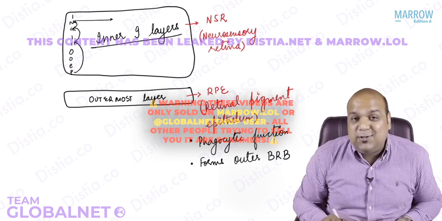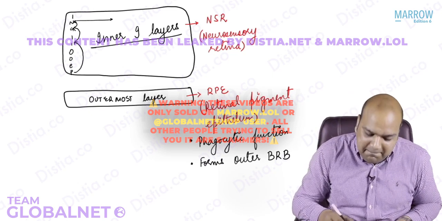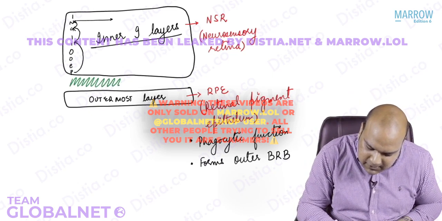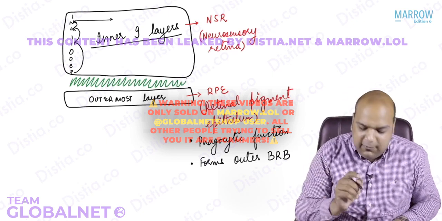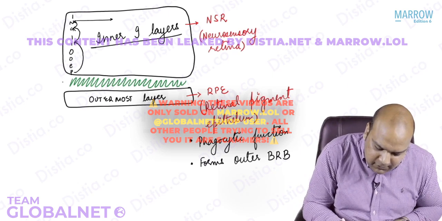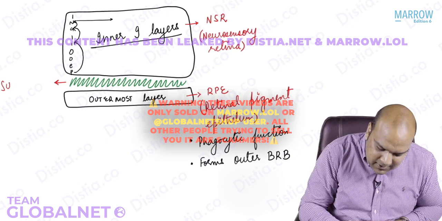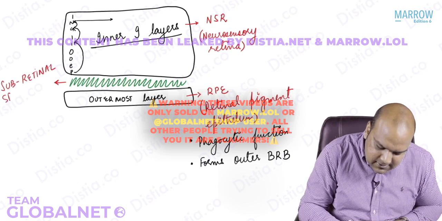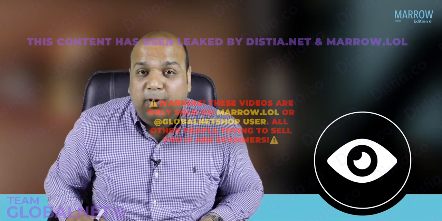When we saw the image, we saw that the inner 9 layers are sandwiched with each other. But everybody, there is an empty space between the neurosensory retina or the inner 9 layers and the outermost layers. So my first question to all of you, what is the name of this space, everybody? This space is known as subretinal space, SRS.